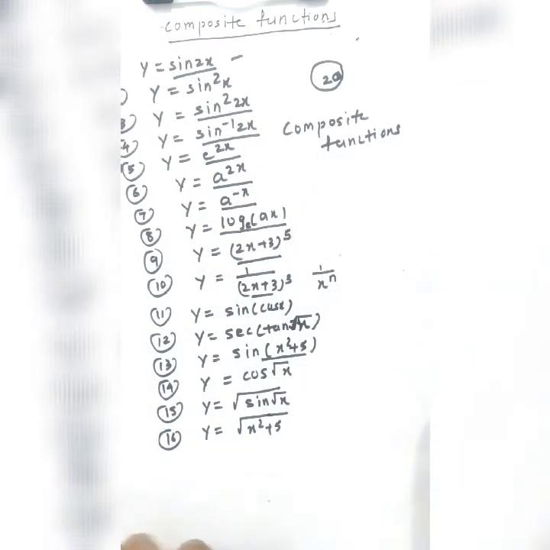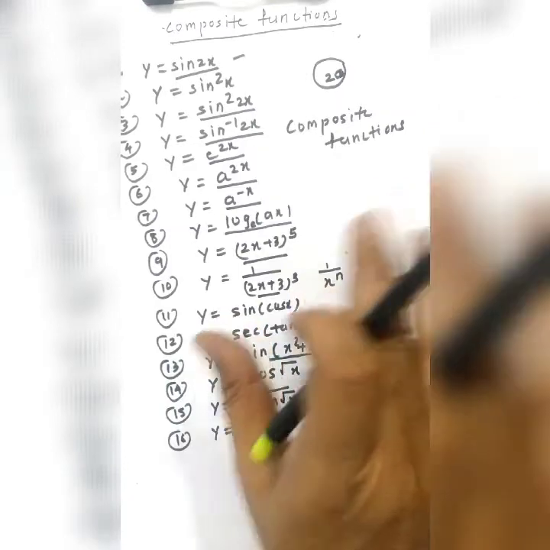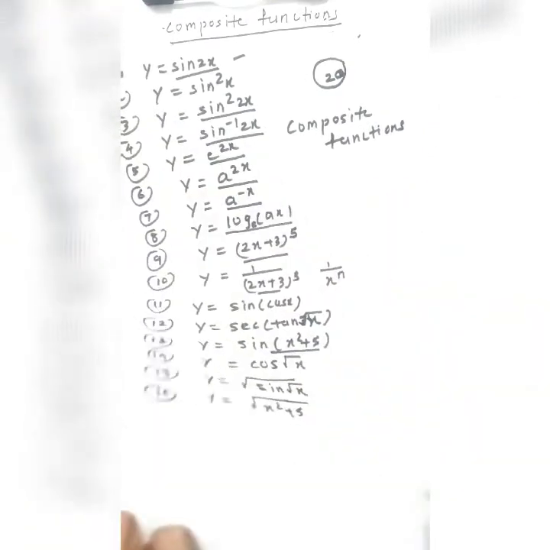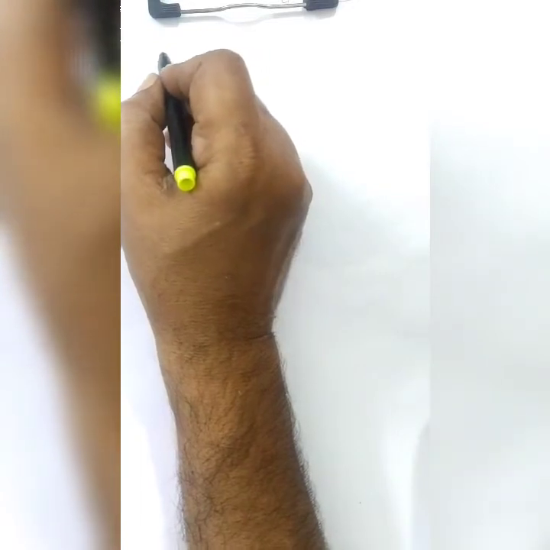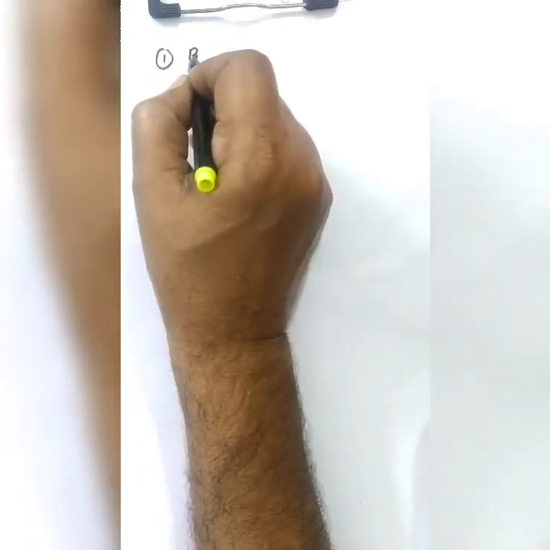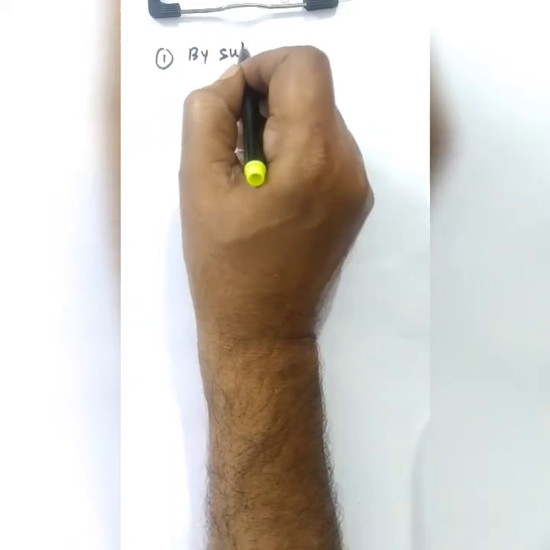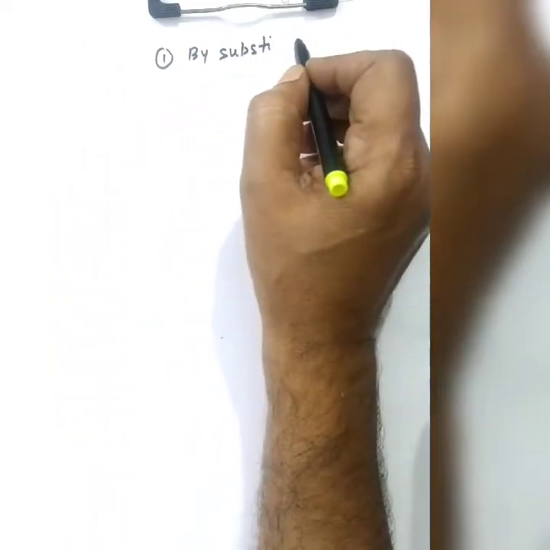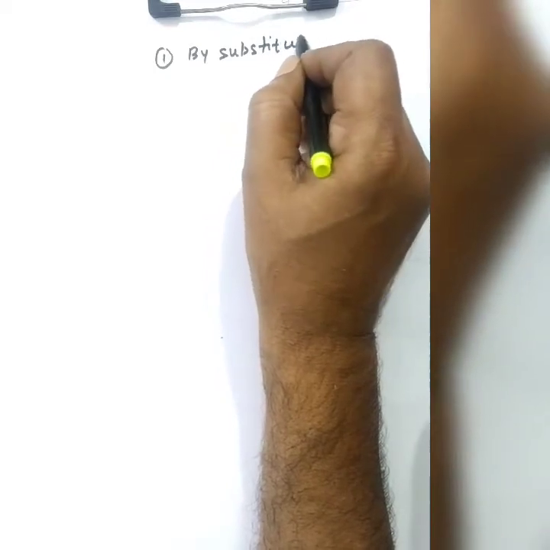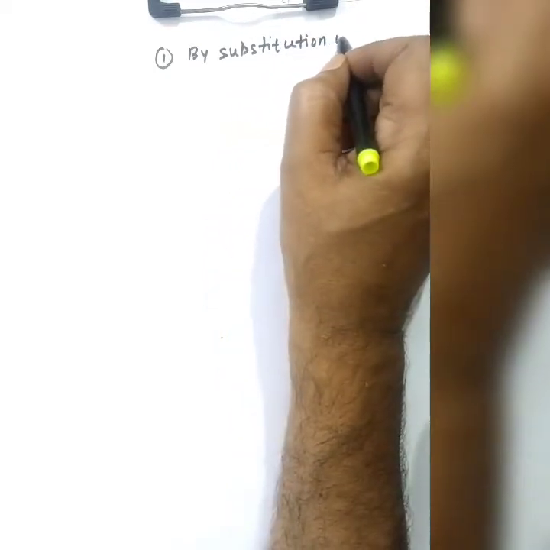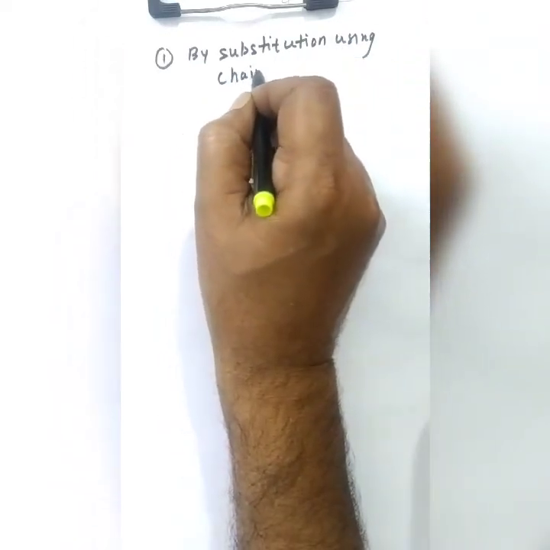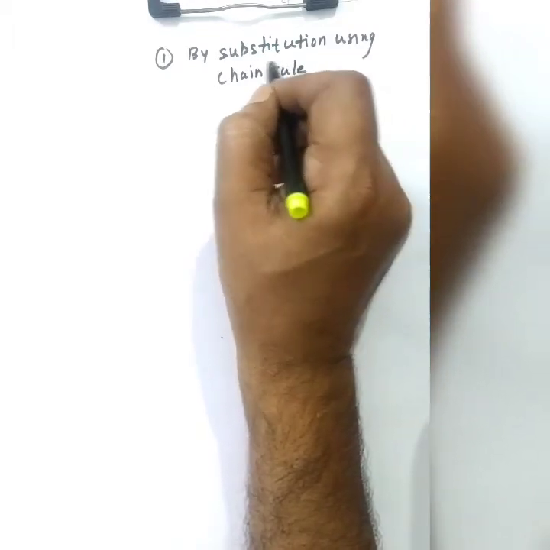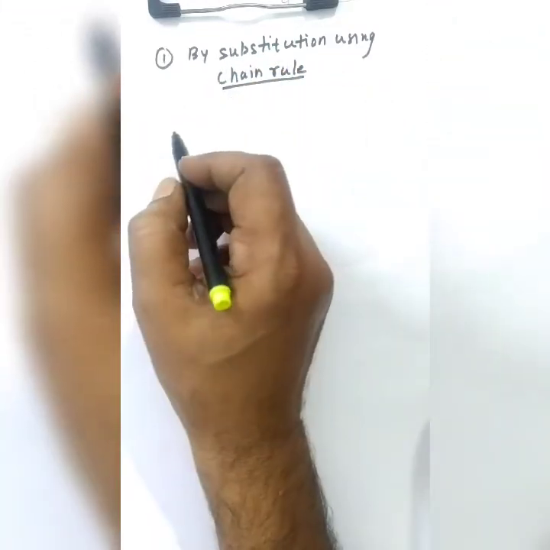Now, how to differentiate a composite function? These functions I will differentiate one by one. Before going to that, first we will see how to differentiate a composite function. Composite functions can be differentiated in two ways. One is by substitution, using what is called the chain rule. By substitution using chain rule.